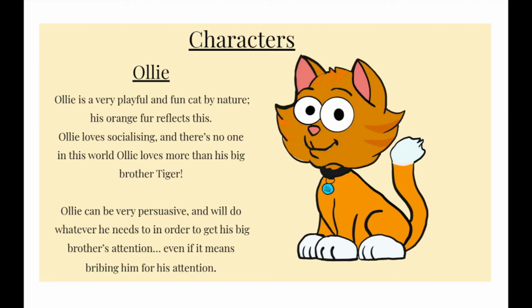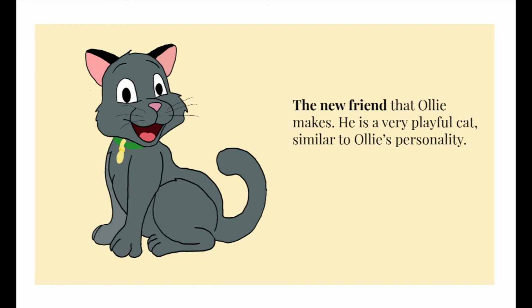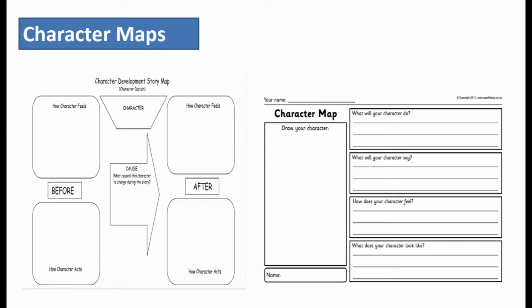They also discussed the characters in their story, what roles they would play, what attributes they might have, how they would interact, and how they might change over time. To support them, they were provided with graphic organisers such as character maps. Oh, so how is language used to develop the characters in your story?